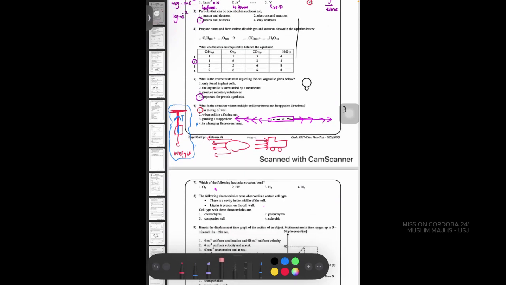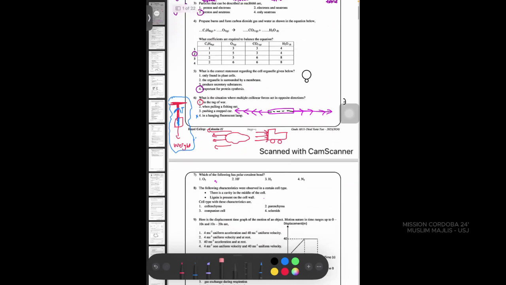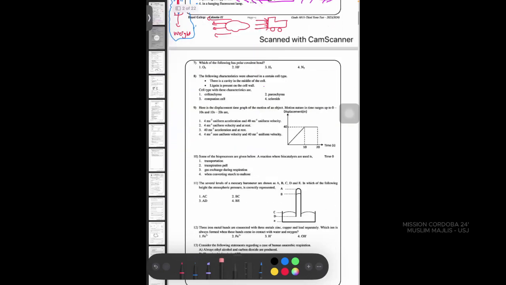Now we move on to question number 7. Which of the following has polar covalent bonds? What are the types of bonds you all know? One is ionic bond and another one is covalent bond. In an ionic bond, we have two atoms. One gives the electron, the other accepts the electron. In covalent bonds, we have two atoms, and both of them share the electron.